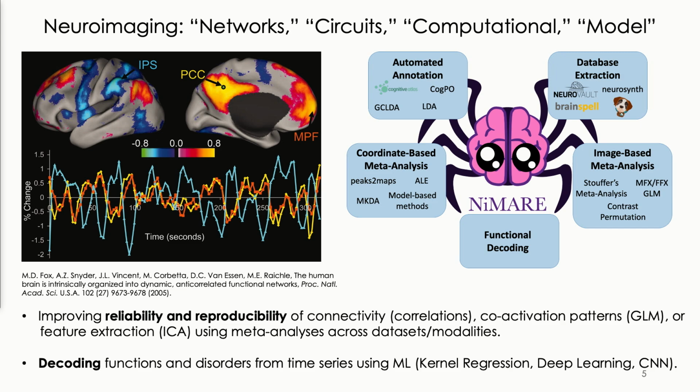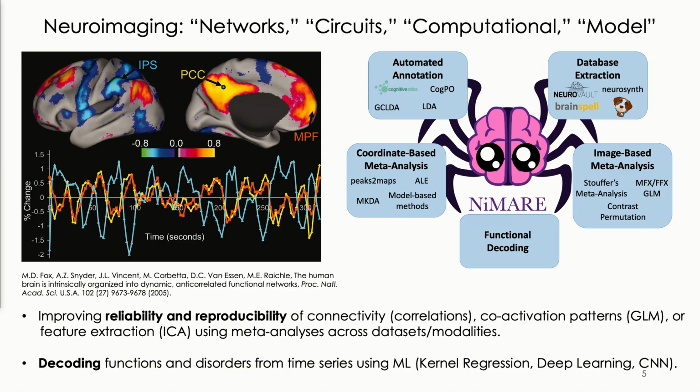So the sorts of computational tools that have been developed in neuroimaging, by and large, there are exceptions, really hinge around two different concepts. One is improving reliability and reproducibility of connectivity, which, as we said, are correlations. Coactivation patterns, which are described through the general linear model, or feature extraction, often through independent components analysis, using meta-analyses across data sets and modalities.